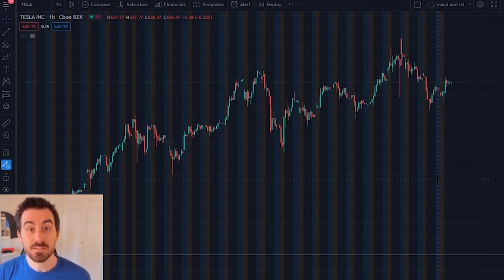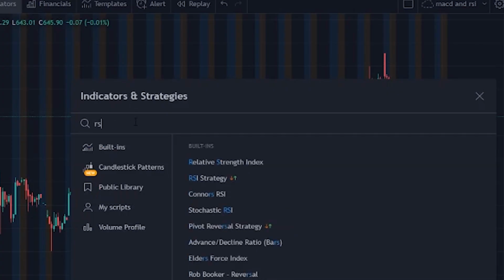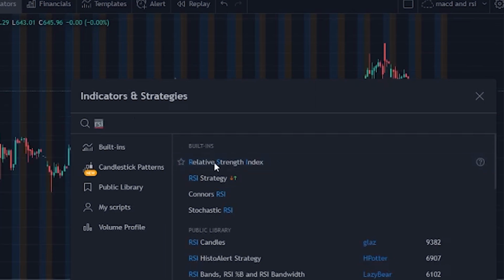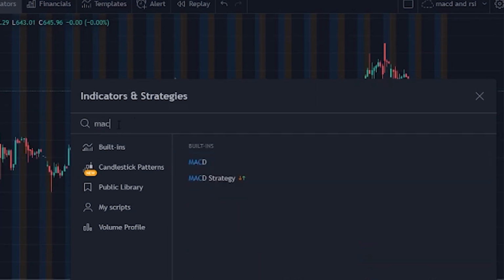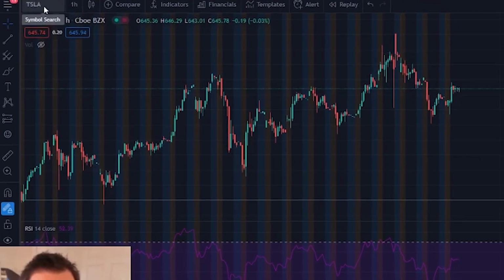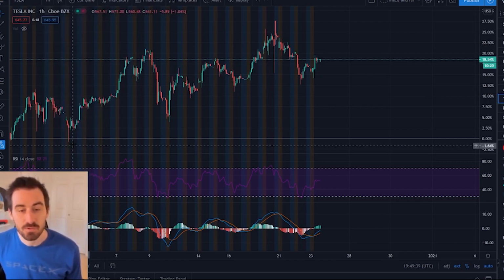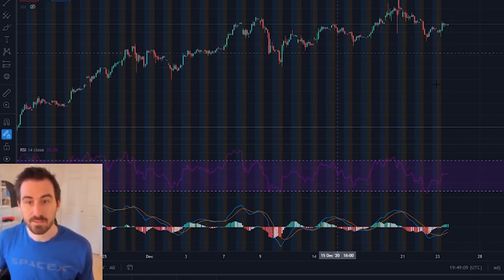So once you get a page that looks like this, I want you to add two indicators. First indicator, RSI, which stands for Relative Strength Index, and MACD. The other thing I want you to notice is the time ranges. So if you look up at the top left, I see my ticker that I'm looking at, and then if I click this, I can drop down and look at different times. So you've got anywhere between 1 second all the way to 1 month. So right now I want you to focus on just 1 hour. Close that and you're all set.